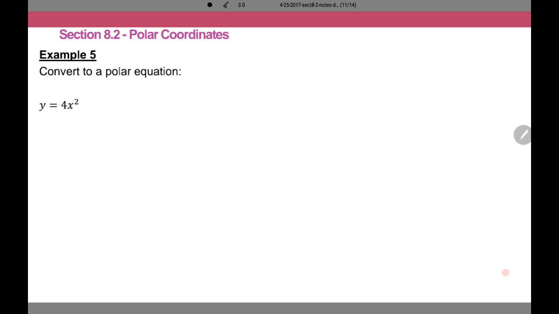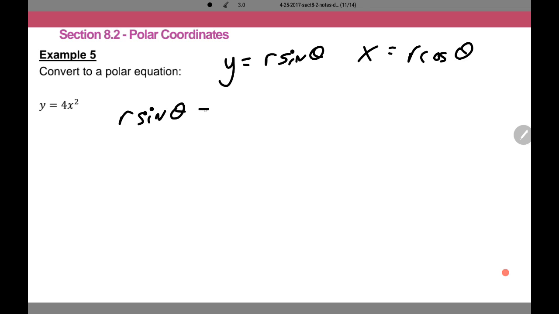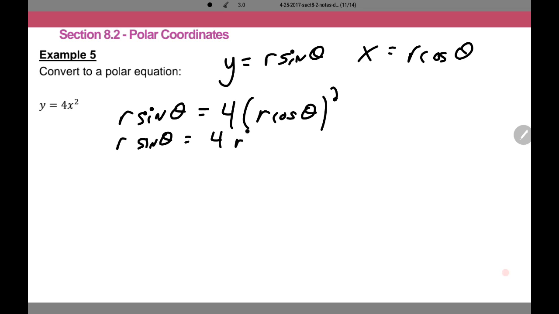So here we've got y equals 4x squared. We're going to have to remember a couple things. Y is equal to r sine theta, and x equals r cosine theta. If we use those, we can simplify this down and get our final answer. Okay? So I'm just going to replace y with r sine theta, and I'm going to replace x with r cosine theta. And then we're going to do some solving. Alright, so r sine theta equals 4, and that's going to be r squared cosine squared of theta.